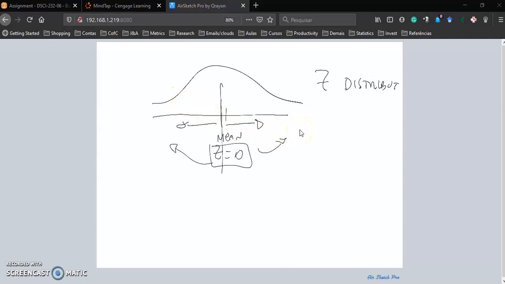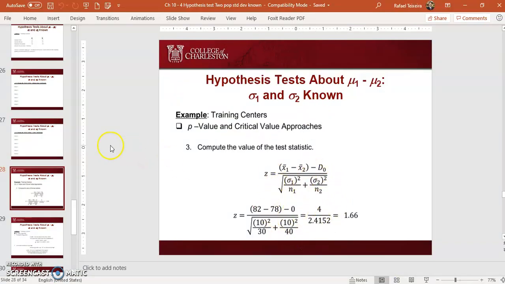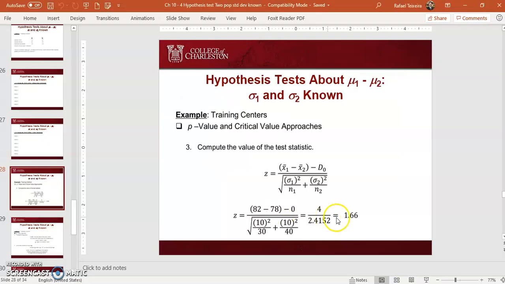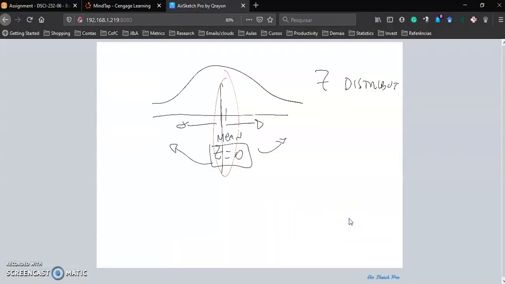Okay, so again, the first step is come up with the hypothesis, know if it's a one-tailed or two-tailed test, and then come up with the z-statistic that tells us how this difference is distributed in standardized scores from the center, which is z equal to 0. So this is equal to 1.66. We know that 1.66 is around here. We solved this problem in the previous videos. If you want to see how to solve it by hand, watch the previous videos.